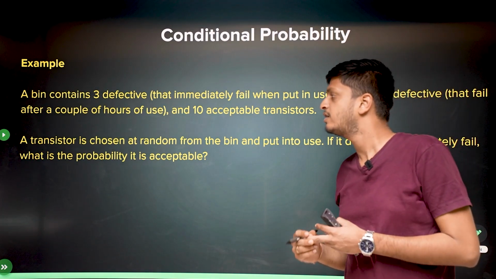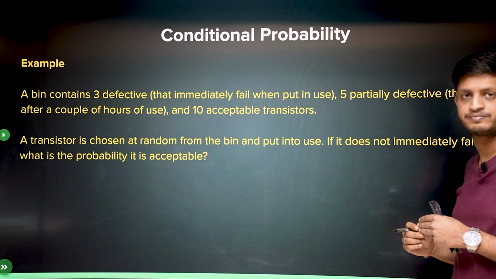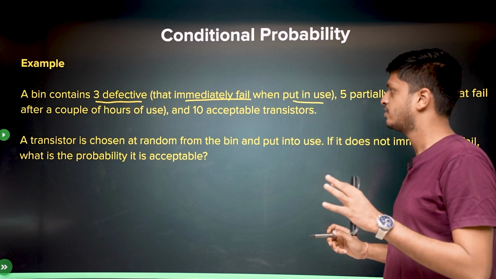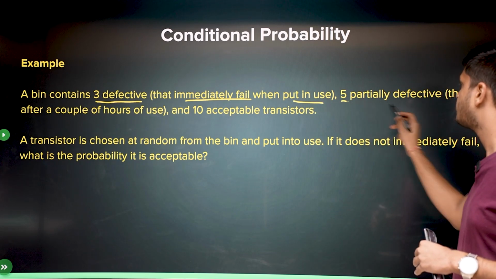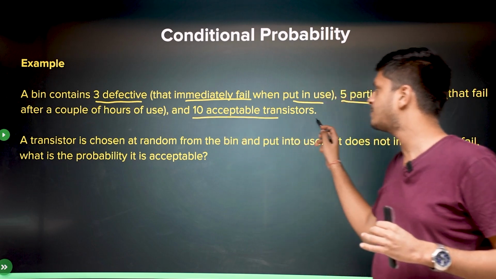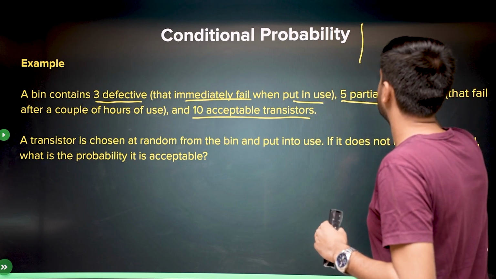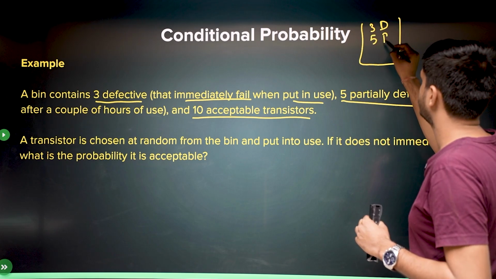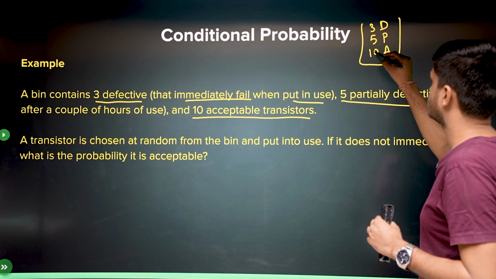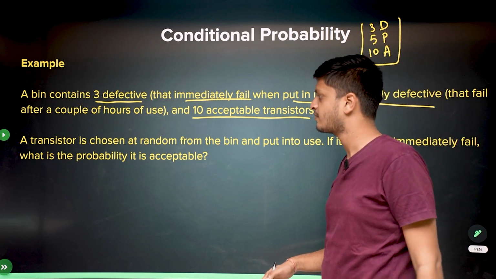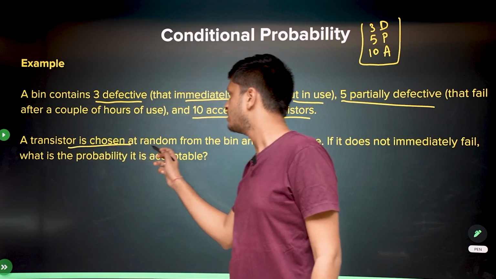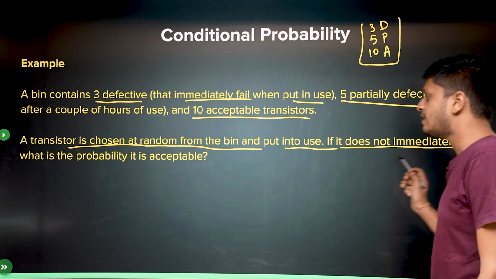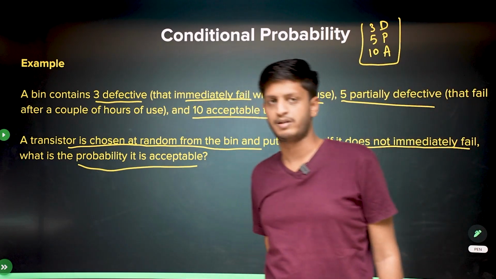So now let's solve a question. A bin contains 3 defective transistors that immediately fail when put in use. There are 3 defective, 5 partially defective and 10 acceptable transistors. So there are 18 total transistors in a bin. Now a transistor is chosen at random from the bin and put into use. If it does not immediately fail, what is the probability that it is acceptable?